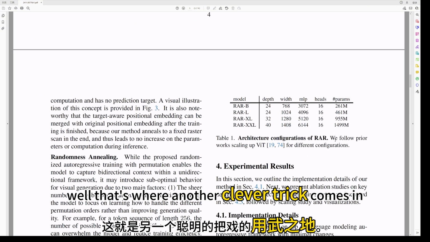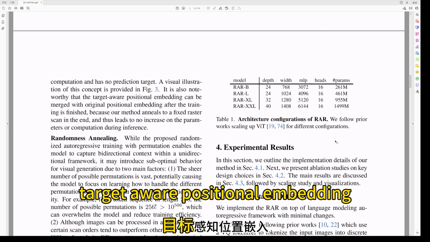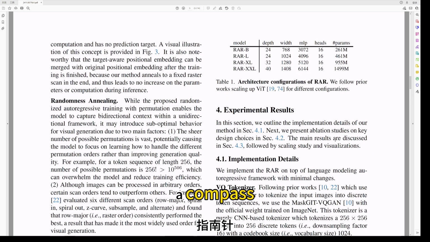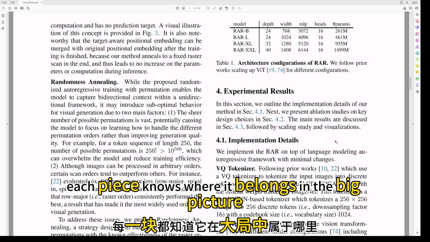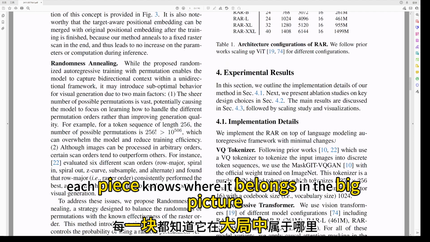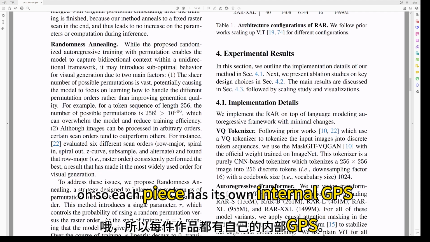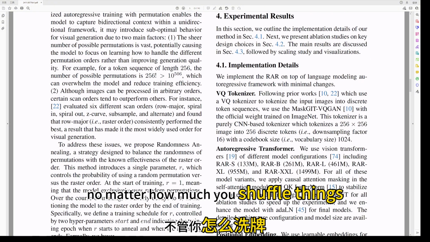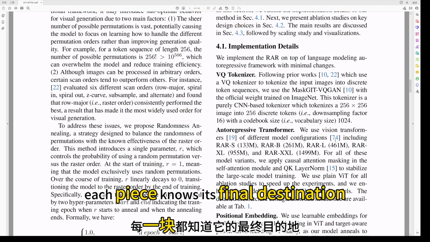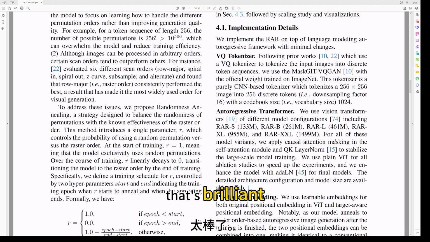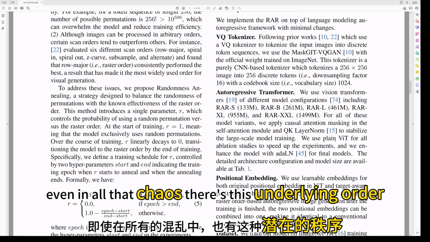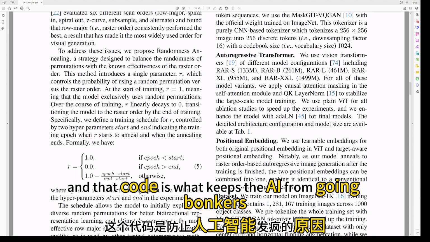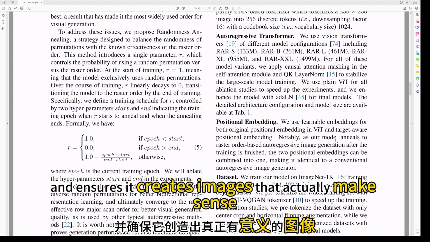Well, that's where another clever trick comes in: target-aware positional embedding. Okay, you lost me. Think of it this way. Each puzzle piece has a tiny compass. A compass? Yeah, so even if you shake them all up, each piece knows where it belongs in the big picture. Oh, so each piece has its own internal GPS. Exactly. And that's what target-aware positional embedding does. No matter how much you shuffle things, each piece knows its final destination. That's brilliant. It's like even in all that chaos, there's this underlying order, like a secret code. And that code is what keeps the AI from going bonkers and ensures it creates images that actually make sense.